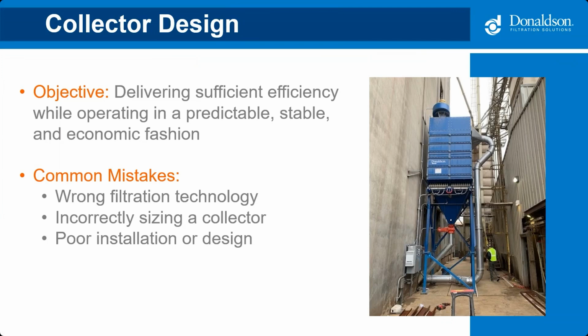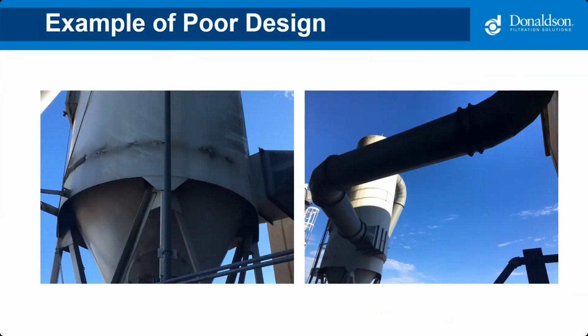And then the last thing we see is just poor installation of a system or design, whether that's a poor duct design or inlet orientation. So in this picture here, the picture on the right, you'll see just that. There's a duct orientation issue as it's feeding the collector. Most manufacturers have a preferred distance of straight run that's required before you get into the collector.